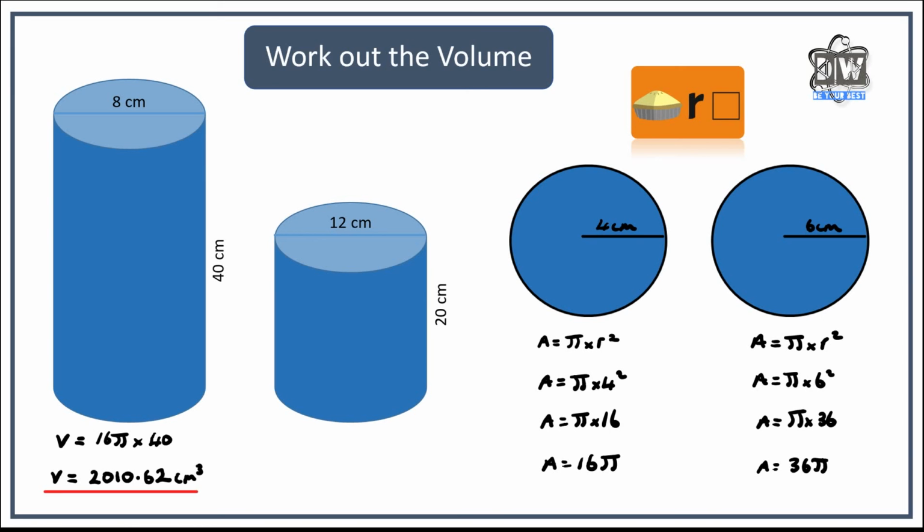We take that area of the base shape and we times it by the height, don't we? So we've got volume equals 36 pi times by 20. We multiply all that through and we end up with 2,261.95 centimetres cubed. Hopefully you got that correct, because now it is time for the quiz.